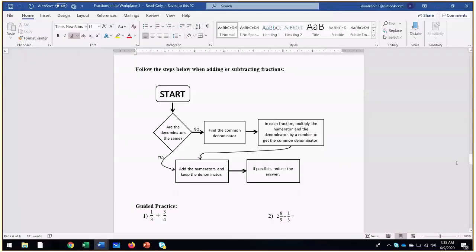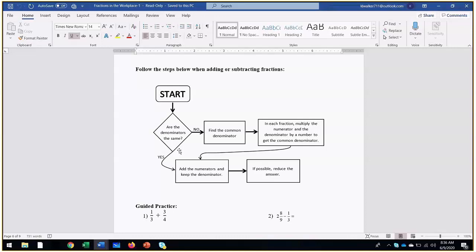So now these are the steps for adding and subtracting fractions. First thing you want to do, and this little picture kind of shows you what you're supposed to do here. So the first thing you need to do is determine, are your denominators the same? You need to have like denominators when you add and subtract. It's like trying to add apples and apples. If you have apples and oranges, you don't put them together and call them apple oranges.